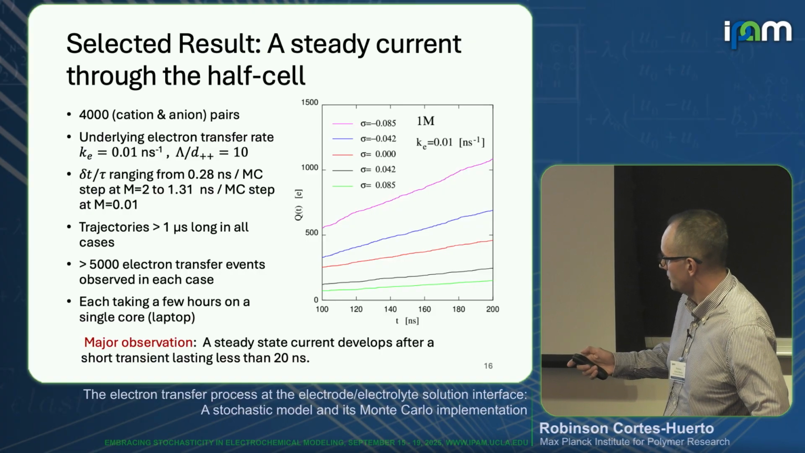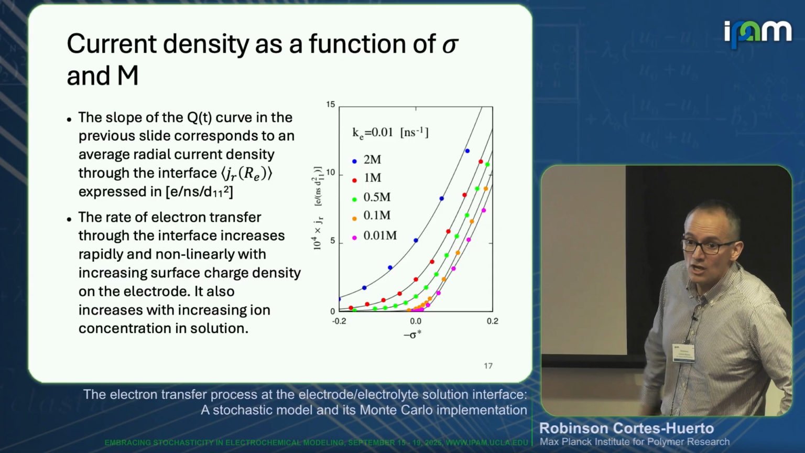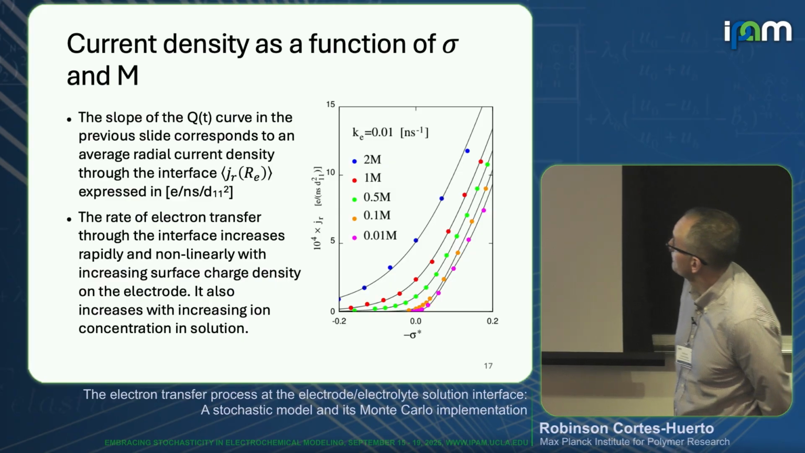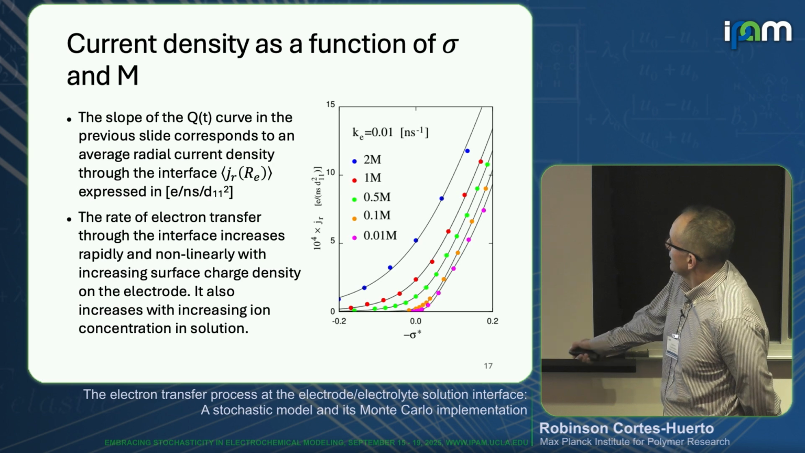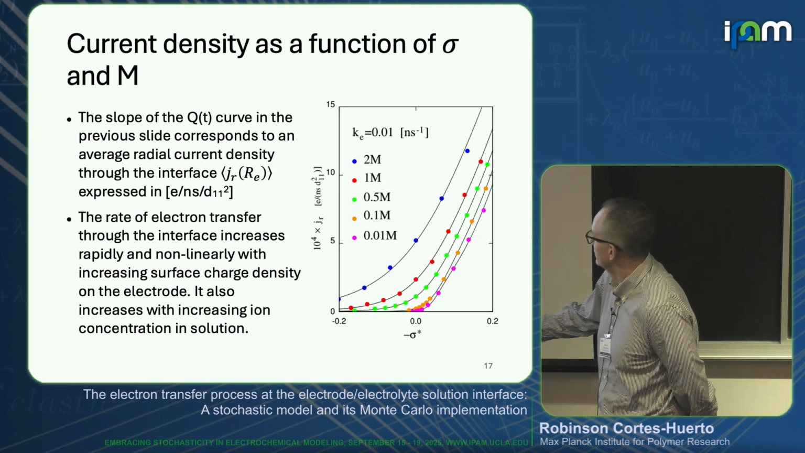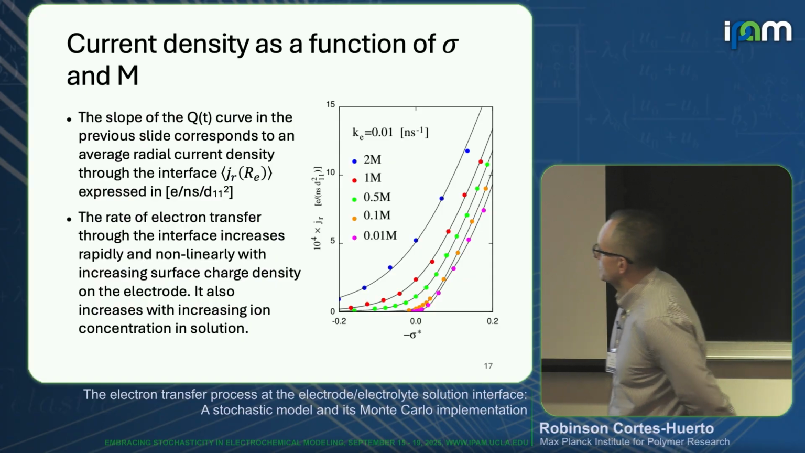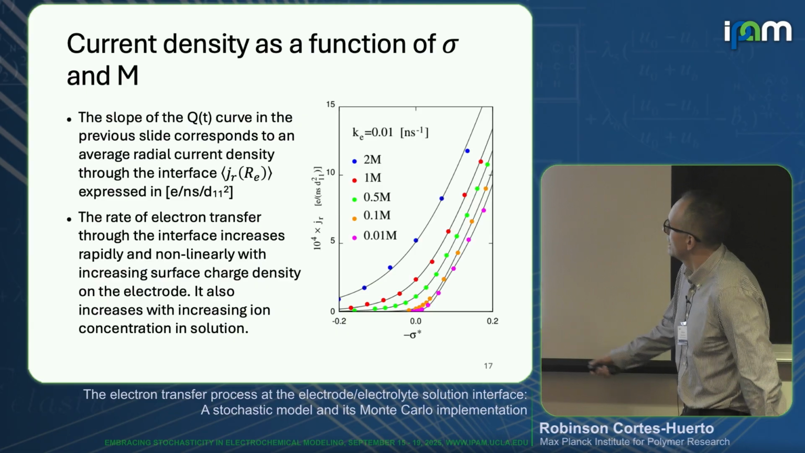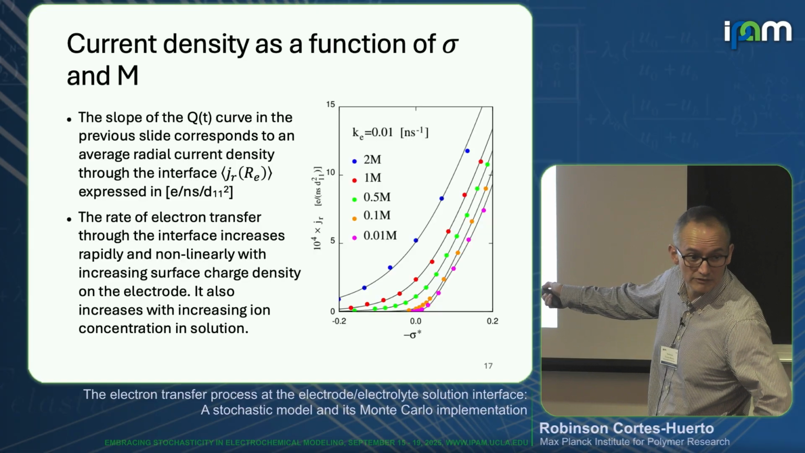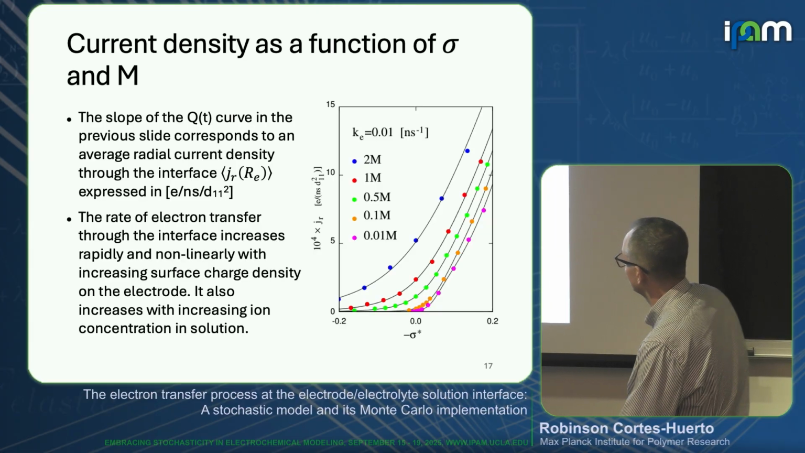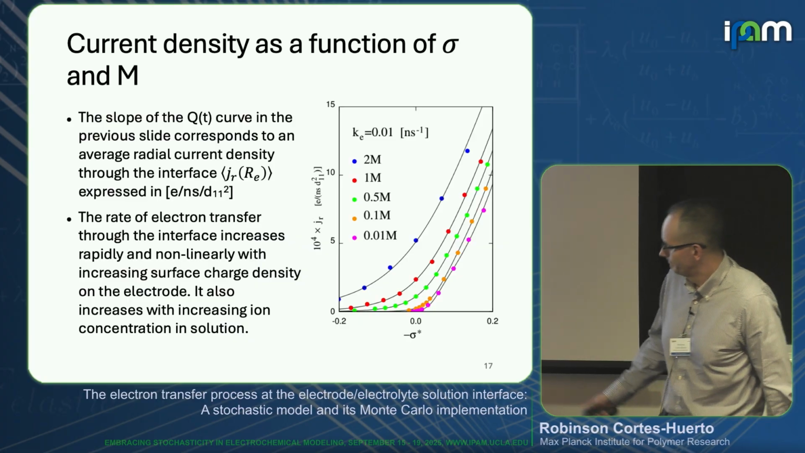From the slope of this curve, we can get the current density as a function, in this case, of the surface charge of the electrode, and also in terms of concentration of ions. We see that it increases non-linearly and rapidly, not only with the surface charge, but also with the concentration. Here I just want to point out something interesting. At zero charge, of course, you have a non-zero current in the system. This is just due to the electronic structure close to the electrode.